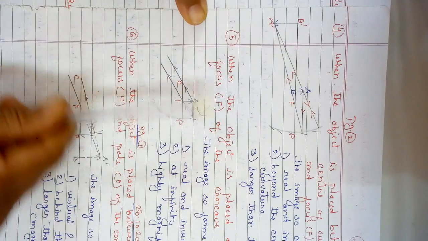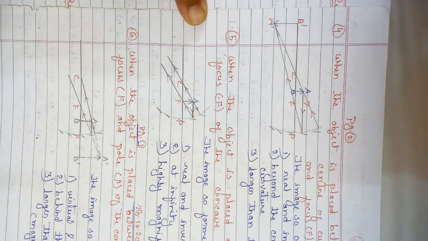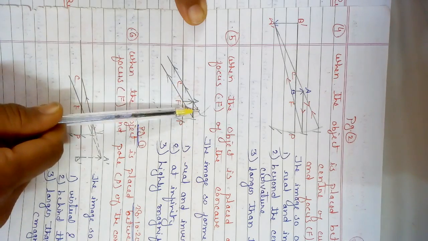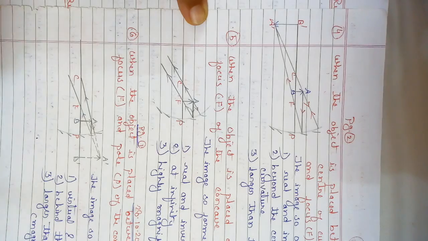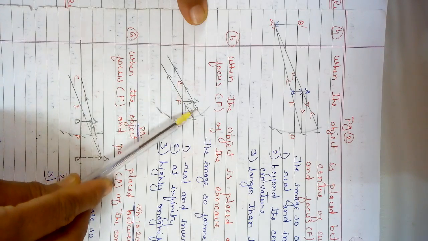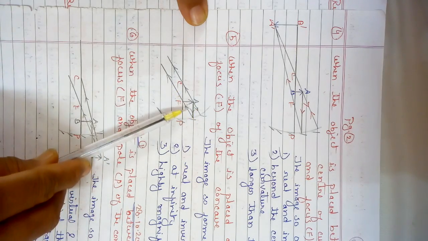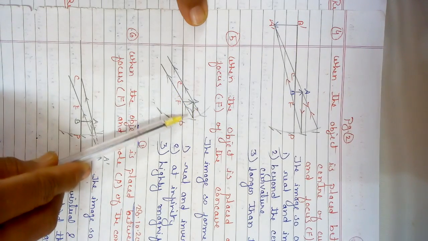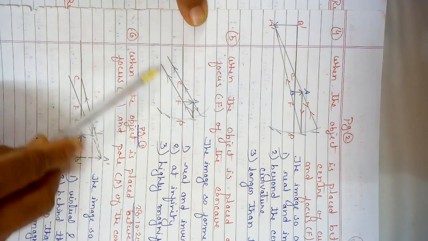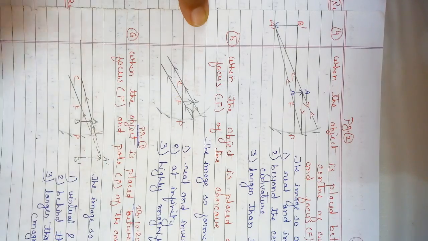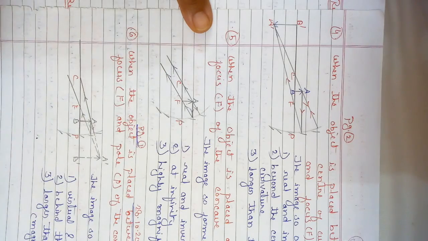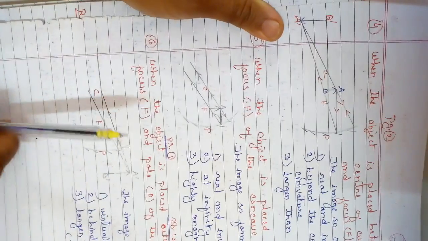Situation 5, when the object is placed at the principal focus of the concave mirror. Again, one ray which is parallel to the principal axis and another ray which is passing through the center of curvature of the concave mirror. The ray which is passing through the center of curvature will reflect back on the same path, and the ray which is parallel to the principal axis will go through the principal focus of the concave mirror. These two rays will be parallel to each other, and the image so formed will be found at infinity, and it will be highly magnified.